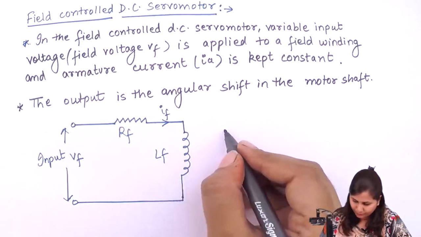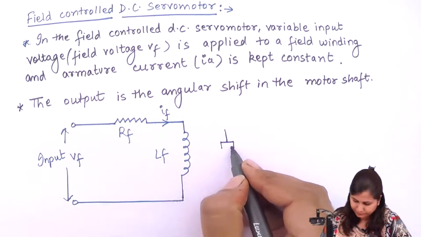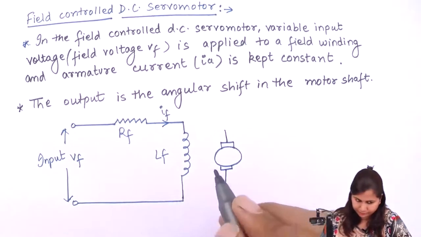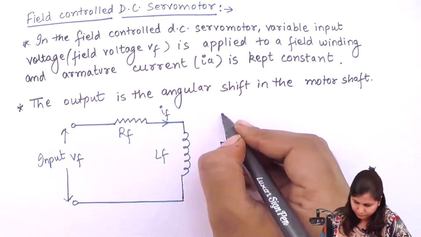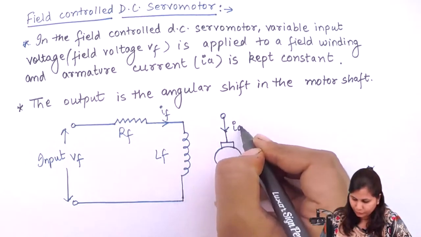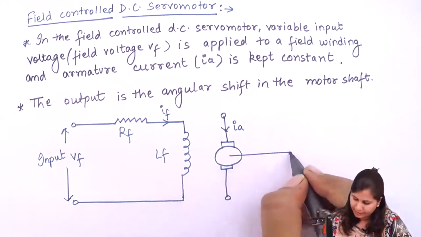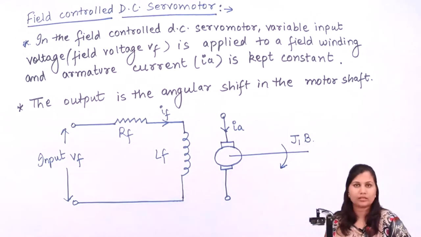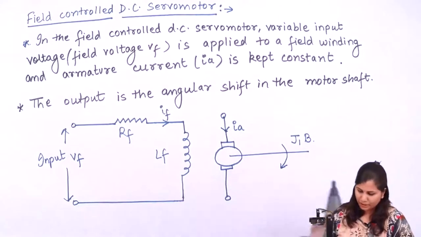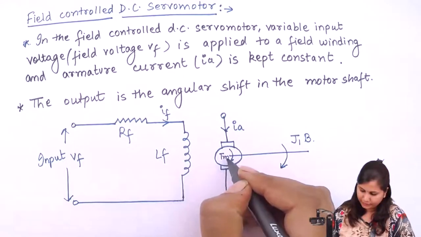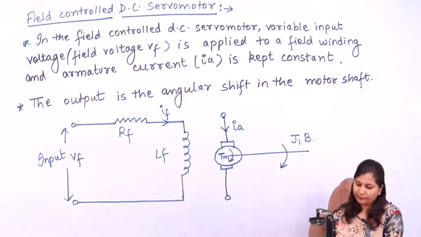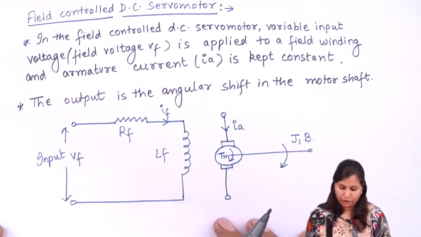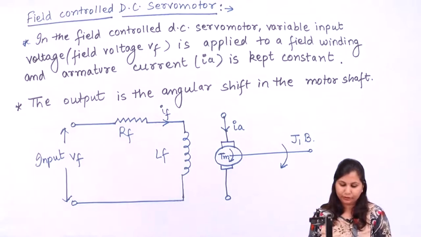Now draw the armature side. This is the motor shaft and the current flowing through it is the armature current, and here the torque produced is Tm. Okay, so this is the armature side of the motor and this is the field side of the motor. So this is the circuit diagram for the field controlled DC servo motor.